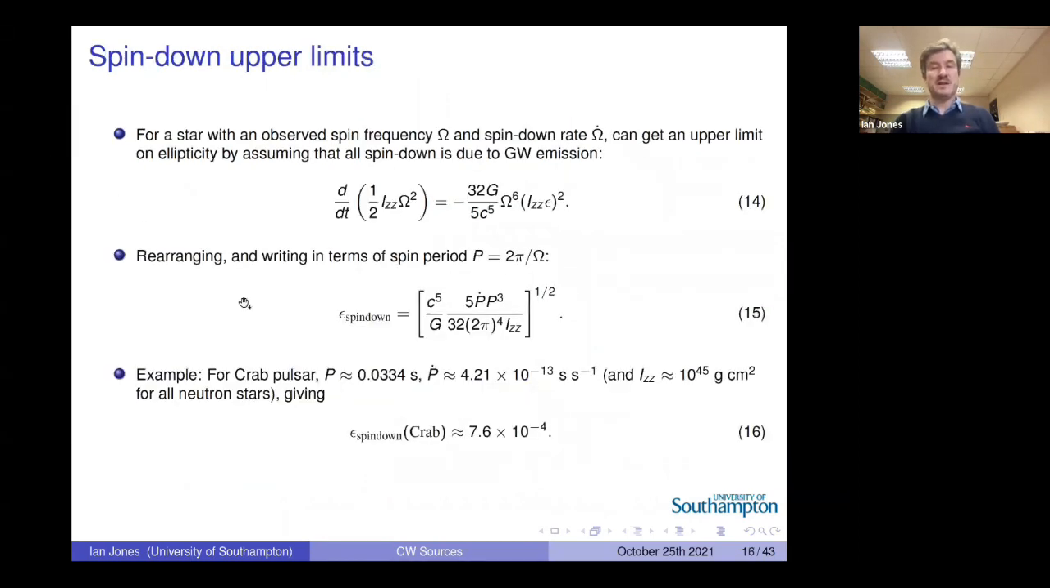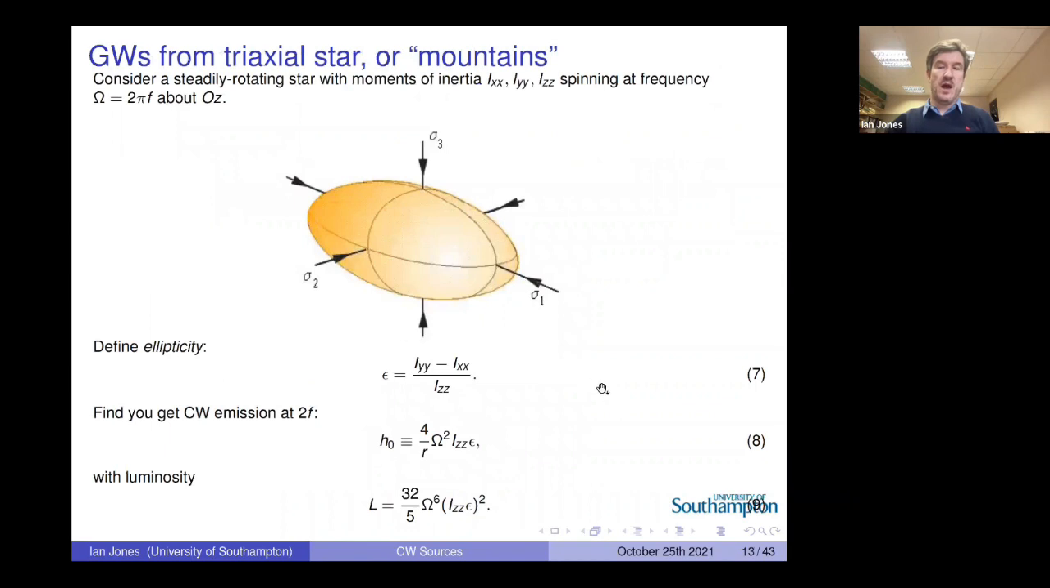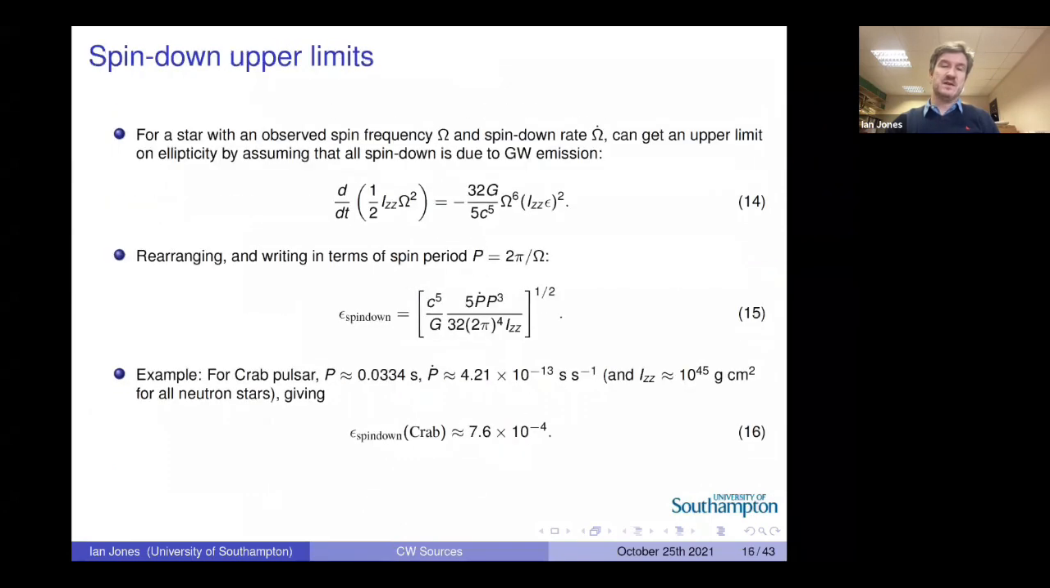So what I'm saying is that if we can measure the period P and period derivative P dot for a pulsar, we can get an upper limit, from equation 15, on its ellipticity. If one then goes back to our formula, equation 8 for the gravitational wave emission, one can then translate that into a spin down upper limit on the gravitational wave emission. And that's precisely the thing that's plotted here.